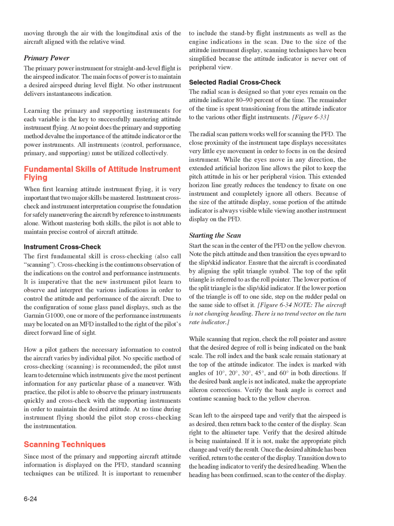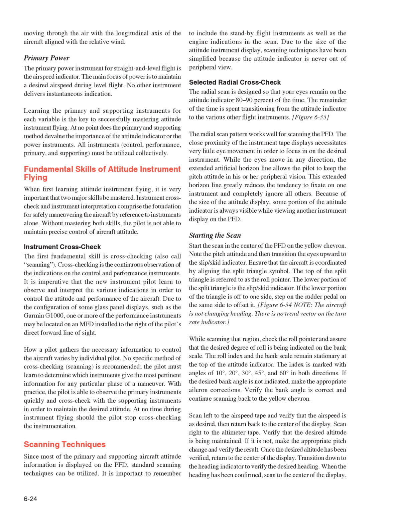While scanning that region, check the roll pointer and assure that the desired degree of roll is being indicated on the bank scale. The roll index and the bank scale remain stationary at the top of the attitude indicator. The index is marked with angles of 10 degrees, 20 degrees, 30 degrees, 45 degrees, and 60 degrees in both directions. If the desired bank angle is not indicated, make the appropriate aileron corrections. Verify the bank angle is correct and continue scanning back to the yellow chevron.